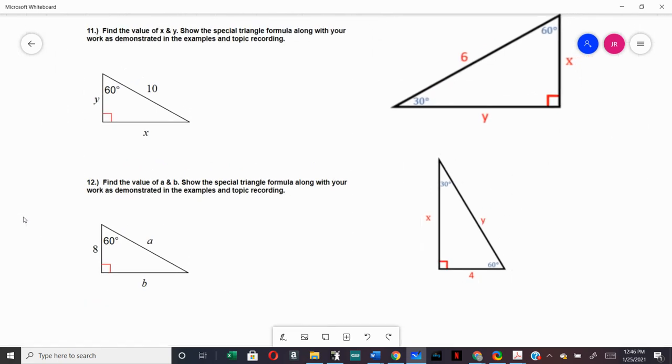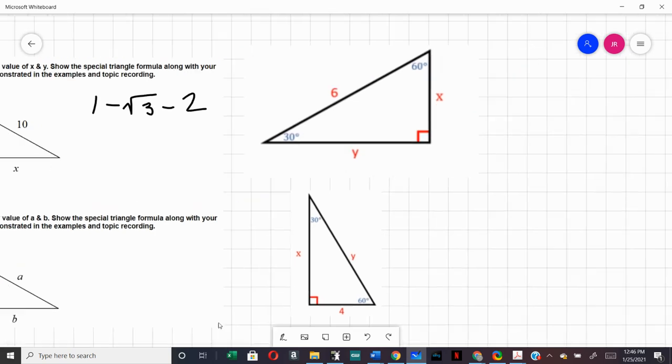These are the 30, 60, 90 right triangles. So 30, 60, 90 is 1, square root of 3, 2. So I'm going to show you how these work. My goal with all of these is to get this short leg first. Once I know the short leg, it's 2 easy steps to get the other 2. So let's start with this example. And this will be just like number 11.